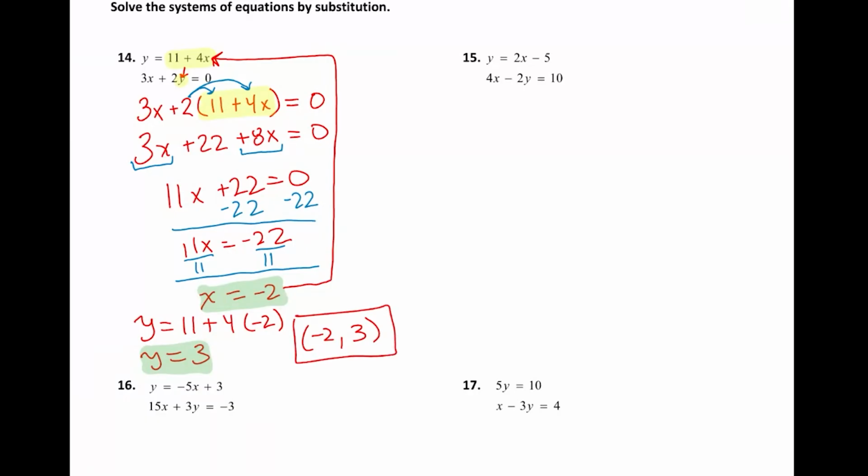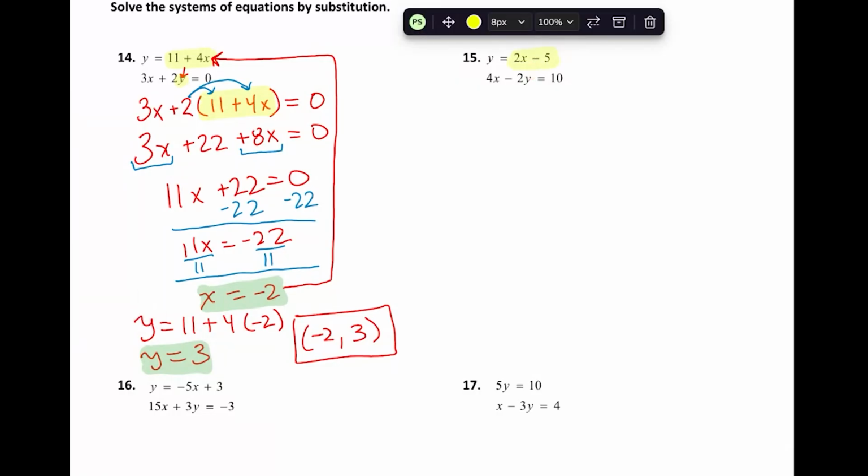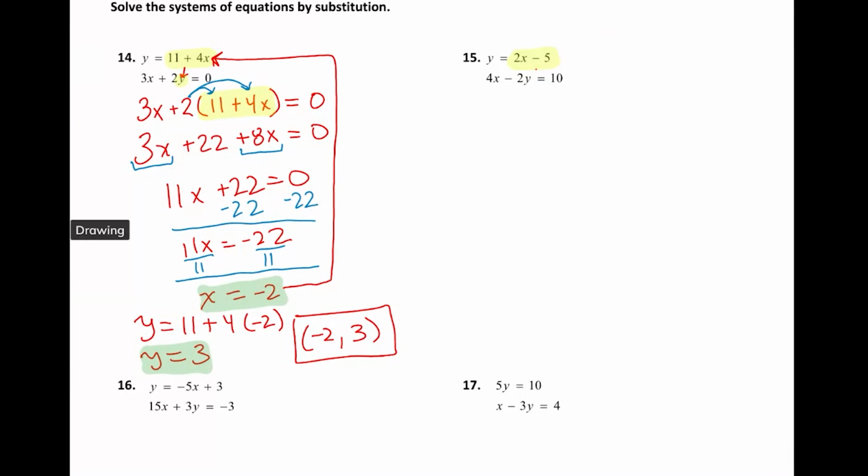Number 15 is set up pretty much the same way 14 is. So we're going to take the same basic structure as far as what steps we should take and do kind of the same thing here. So really we're just practicing the skill of taking one equation, or at least a piece of the equation, and substituting it into the other equation. So I'm going to plug this into y and rewrite this as 4x minus 2 times 2x minus 5 equals 10.